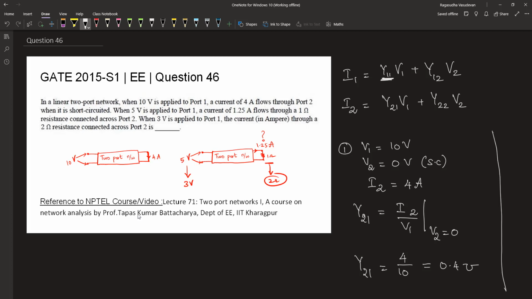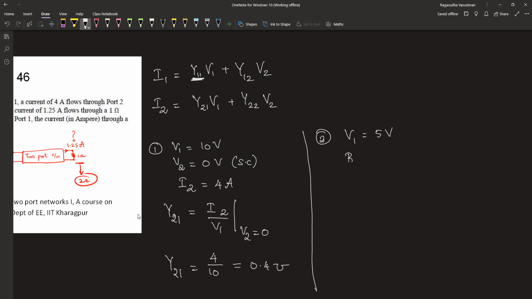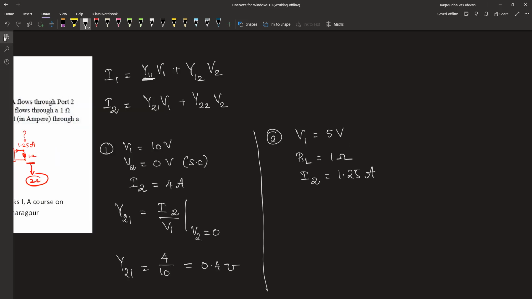From the second information, 5 volt is applied at port 1 and a current of 1.25 ampere flows through a 1 ohm resistor connected across the port 2. Therefore, the load is 1 ohm and the current I2 is 1.25 in this case when V1 is equal to 5 volt. Let's make use of the second equation for this. 1.25 is equal to Y21 into 5 volt plus Y22 into V2. V2 is equal to the current 1.25 into the resistance 1 ohm.